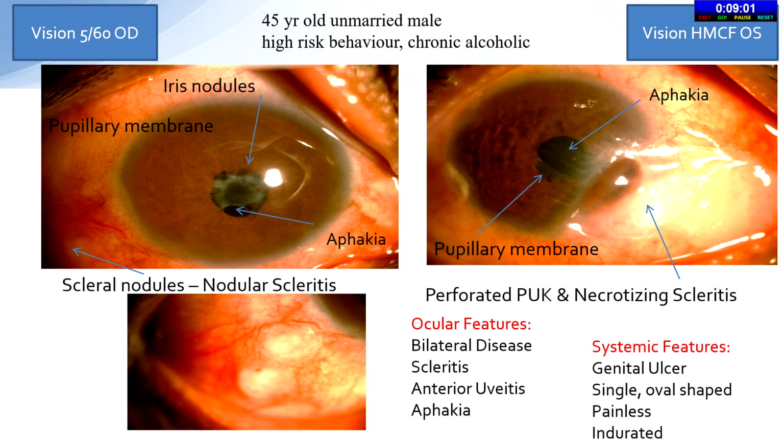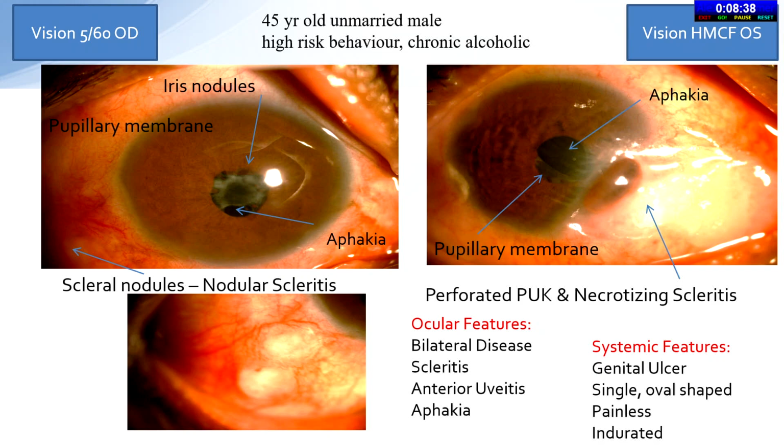This was a 55-year-old unmarried gentleman. Normally we don't take a history of high-risk behavior, alcoholism, etc. But given the way the disease progressed, in retrospect we asked. This is again a lesson to us: when taking a history in these cases, don't forget to ask details about other diseases. So this is what the patient had.